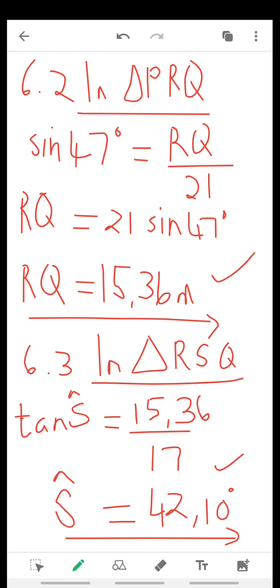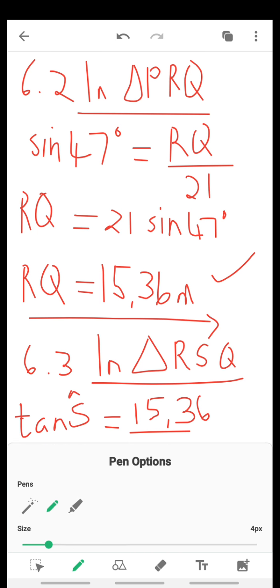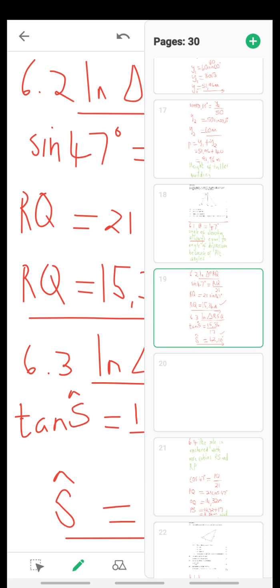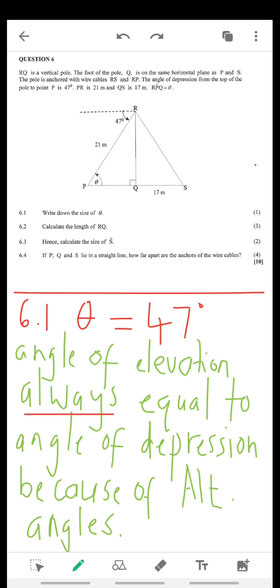Degrees. Don't forget. If I don't see these, let me show you. If I don't see this and I don't see this, I do not give you a mark, because these are not angles. You are not dealing with angles. But if you show me those two things, then it means you are talking about angles. Now, well done. Now, 6.4.